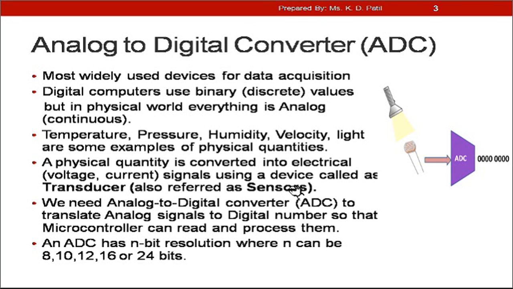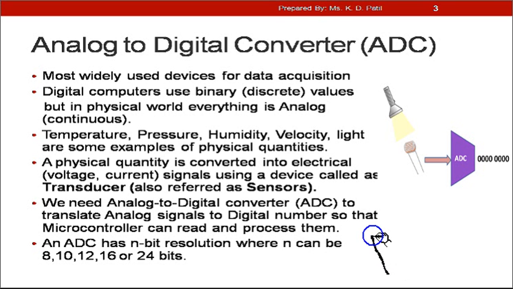And now whatever the converted voltages or analog signals are available with the sensor, those analog signals we have to convert to the digital number so that the microcontroller can read and process them, and for that process we will require an analog to digital converter.